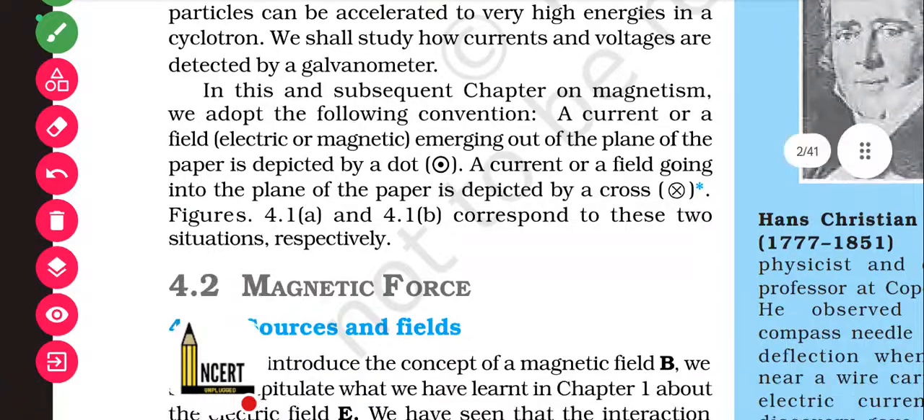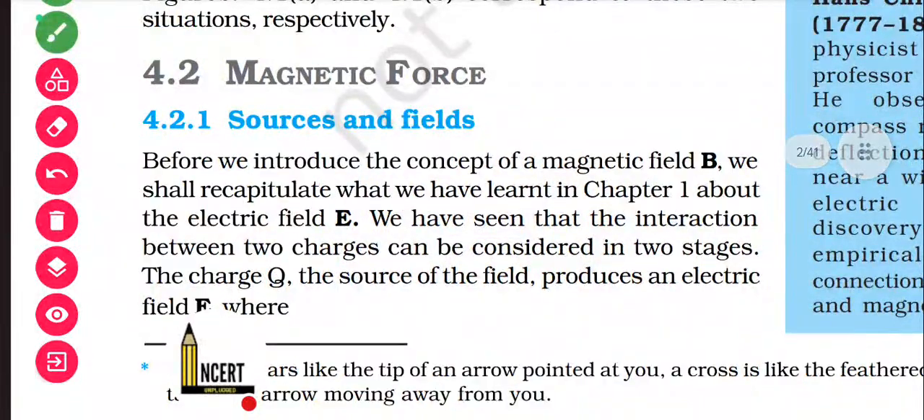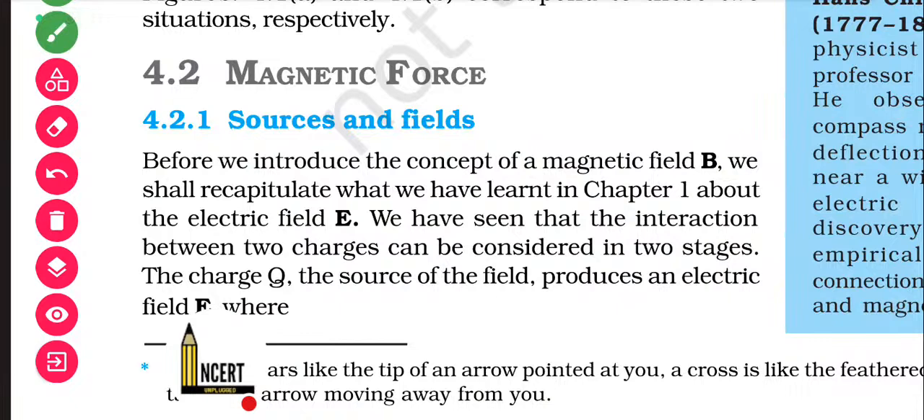And now we are ready to start the next paragraph, and this is 4.2, magnetic force, sources and field. Before we introduce the concept of a magnetic field, we represent magnetic field with the symbol capital B, and it's a vector. We shall recapitulate what we have learned in chapter 1 about the electric field. We just recall what we have studied about the electric field and relate it to the magnetic field.